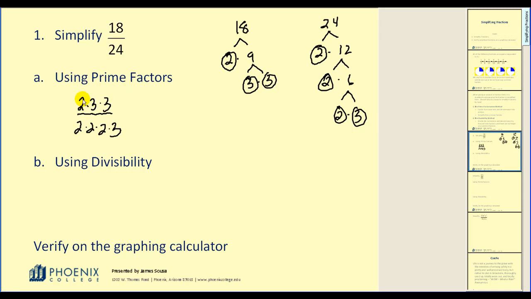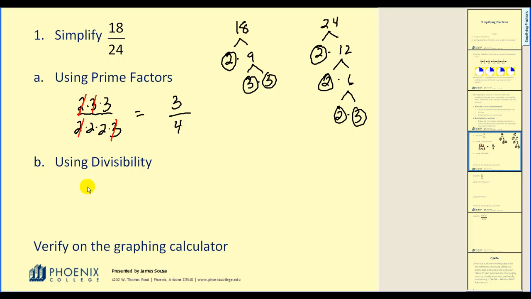Now we have common factors. We have a 2 in the numerator, 2 in the denominator. That simplifies to 1. 3/3, that simplifies to 1. And whatever's left is our fraction in simplified form. On the numerator we have 3. And our denominator is 2 times 2, which is 4.